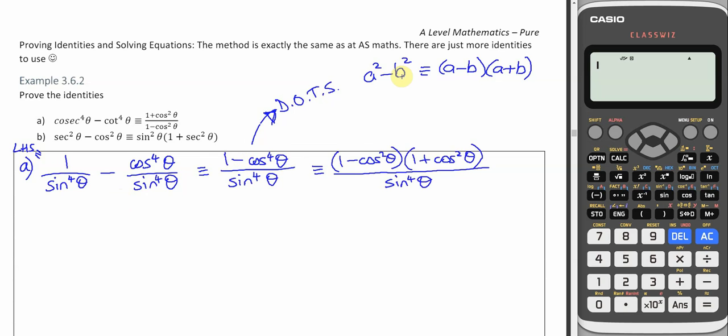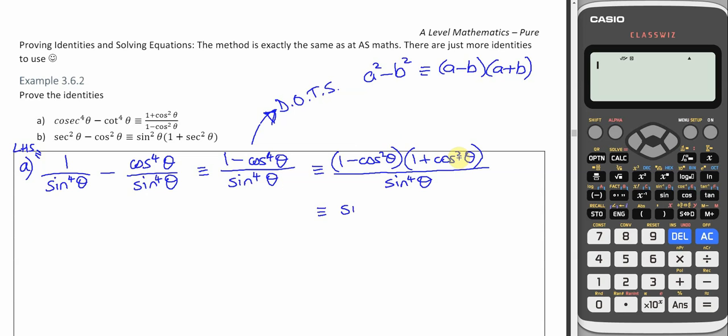Makes sense to check that before we move on. So imagine expanding these brackets. Do we get 1 take away cos to the power 4 theta? The answer is yes, we do. Therefore it's correct. Now in the numerator we've got 1 minus cos squared theta, which I could replace with sine squared theta. That's what I'm going to do next.